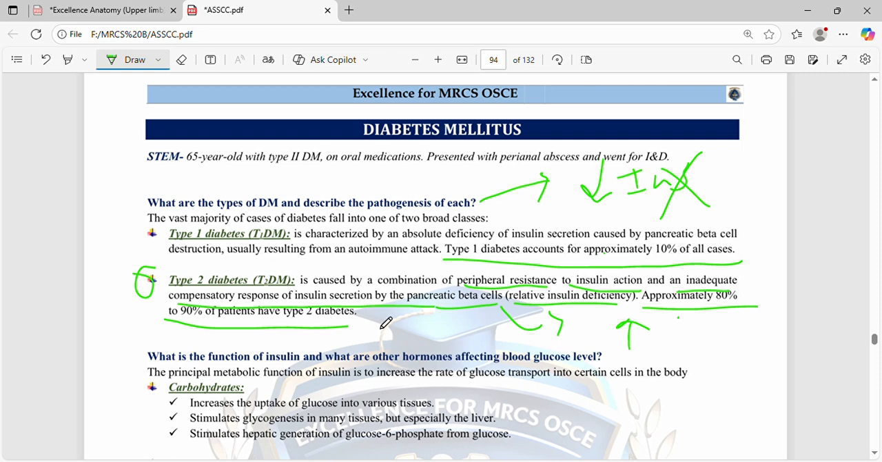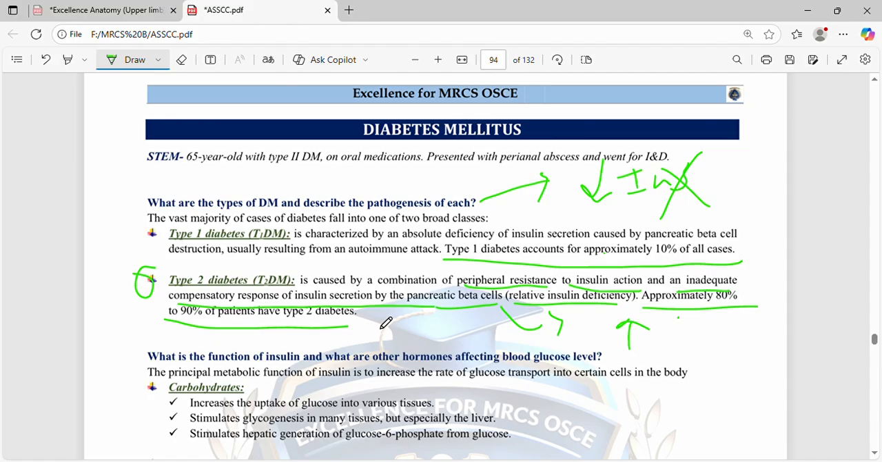Okay, so we are going to discuss another diabetes mellitus station. It's a short station: a 65-year-old with type 2 diabetes mellitus on oral medication presented with a perianal abscess and went for incision and drainage. So, what are the types of diabetes mellitus and describe the pathogenesis of each?